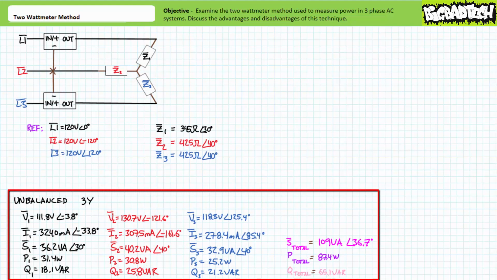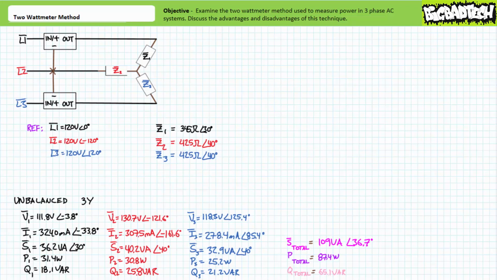If you recall, we obtained the following data during the 3-phase AC examples lecture for an unbalanced 3-wire Y configuration, where one impedance Z1 was modified to 345 ohms at an angle of 30 degrees, and impedances Z2 and Z3 remained 425 ohms at an angle of 40 degrees. Given imbalanced current is left to circulate throughout the system, almost every aspect of the unbalanced 3-wire Y configuration changed compared to our previous balanced 3-wire Y configuration.